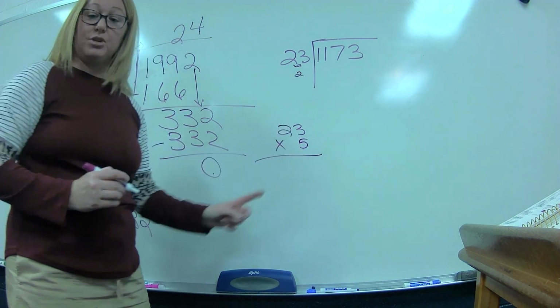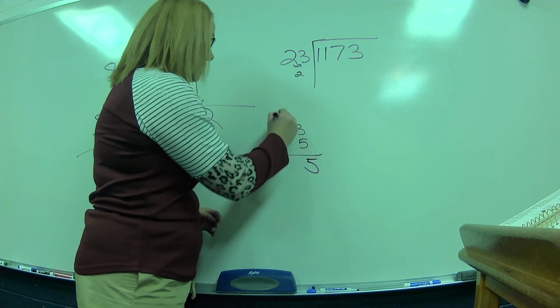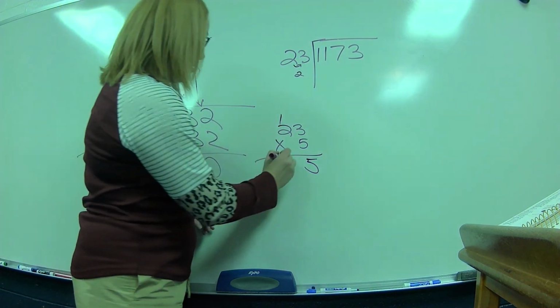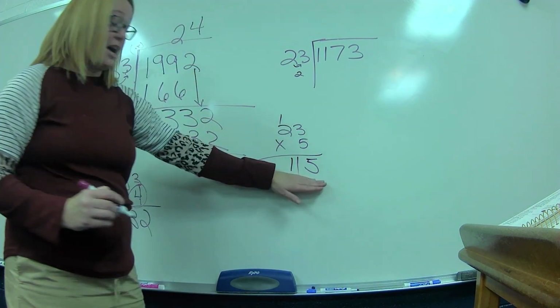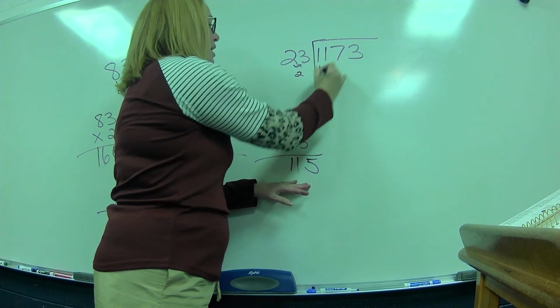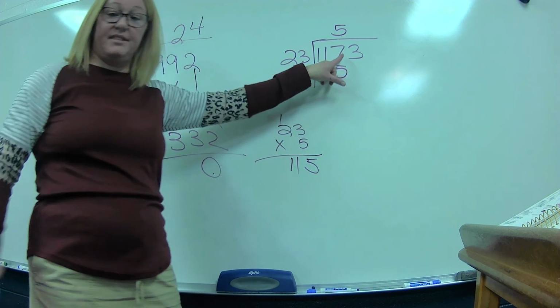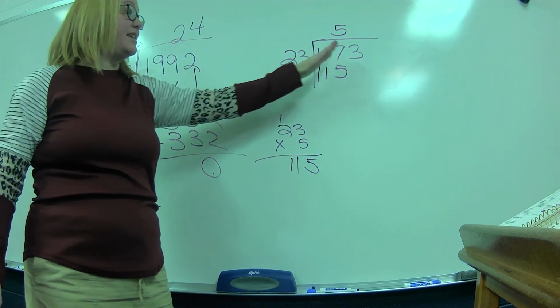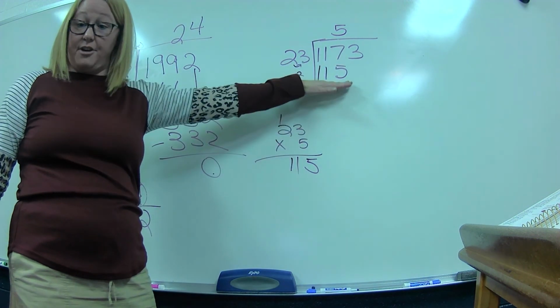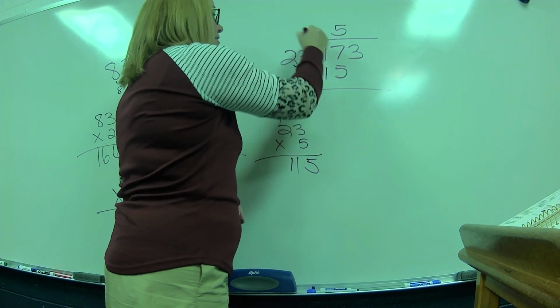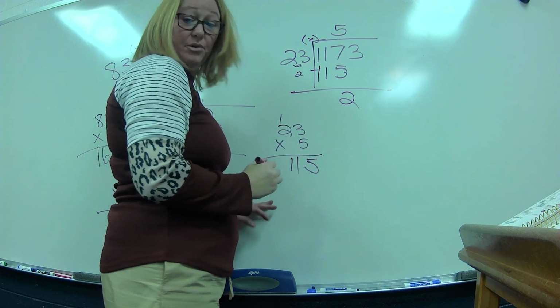What's 5 times 3? 15. Carry a 1. 5 times 2 is 10. Plus 1. That gives me an 11. Okay, 115. That works. So I put 1, 1, 5. I put my 5 right above the 7 because I went into 117. See, 115. Now I subtract. 7 subtract 5 is 2.